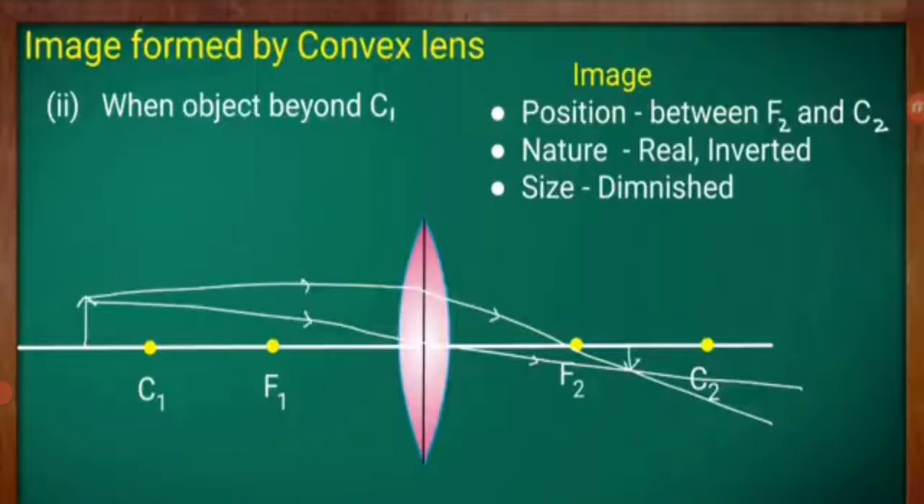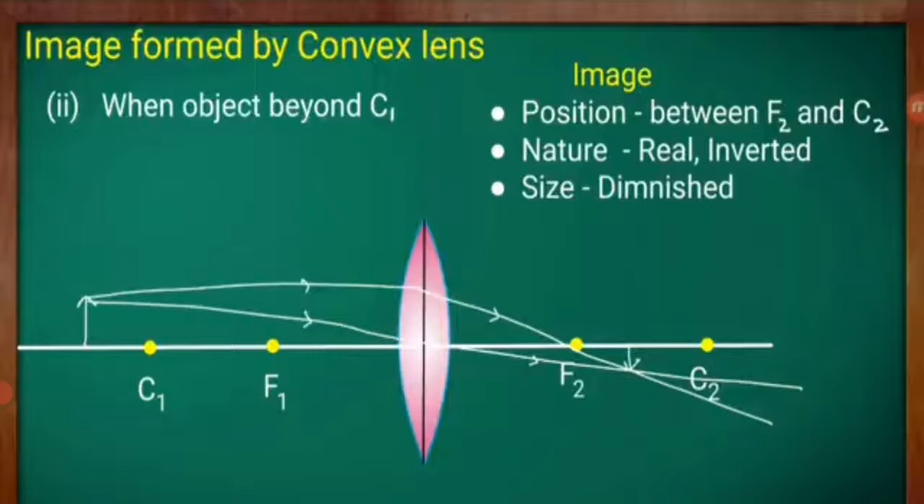And the other ray passes through the optic center, so therefore it has to come straight without deviation, because the refracted ray as well as the incident ray will be in the same direction. So now both are meeting at this point where we are finding the image formation, that is the image is formed between F2 and C2, and the nature of the image will be real and inverted. What about the size of the image? The size of the image is diminished.